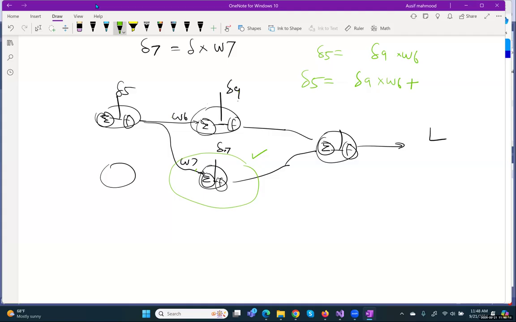This delta 7 is now getting its contribution via this W7. So this will now be delta 7 times W7. Okay. So as more and more neurons come into play, you have to take a look at how many paths are leading to a particular input, and you have to accumulate all those paths. Okay. So that is the slight complication.